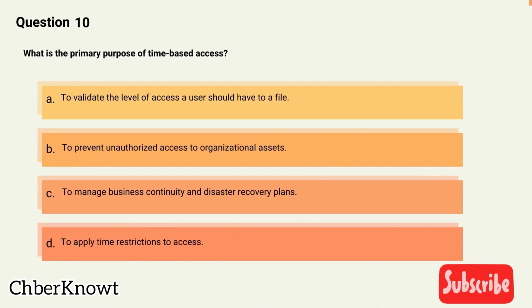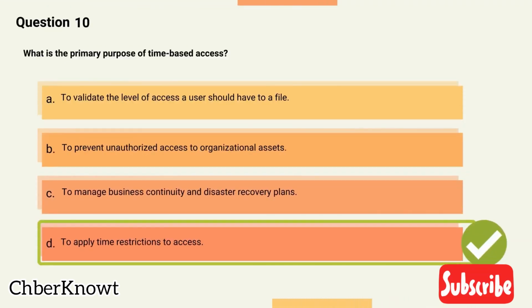Option A. To validate the level of access a user should have to a file. Option B. To prevent unauthorized access to organizational assets. Option C. To manage business continuity and disaster recovery plans. Option D. To apply time restrictions to access. The correct answer is Option D. To apply time restrictions to access.